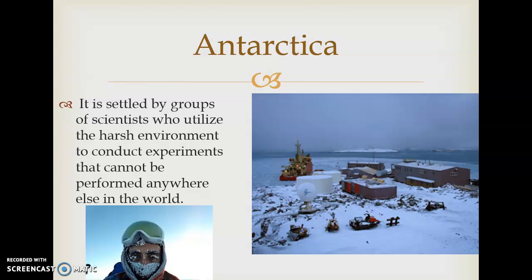Antarctica is settled by groups of scientists who utilize the harsh environment to conduct experiments that cannot be performed anywhere else in the world. If you can see this scientist here, you definitely get a look at how cold it is. Looks like his whole face mask is just frozen over. In the picture on the right, we can see there are buildings where the scientists stay. And if you take a look at this ship, even the water all around it is really icy. So there are only certain times when it's viable or reasonable to go in and out of Antarctica.